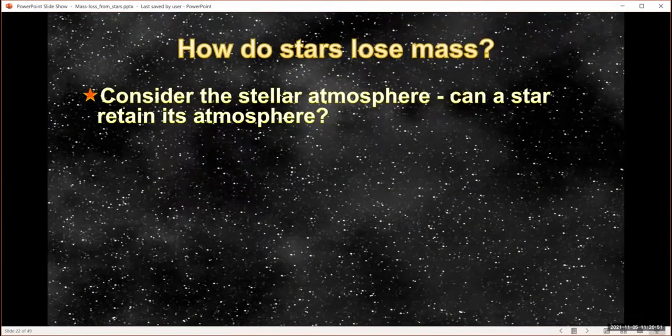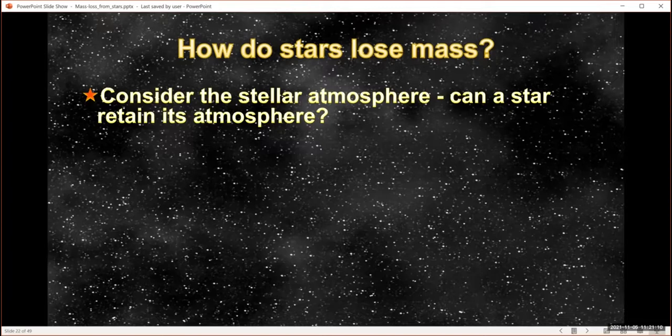Well, let's first think about what a star is. It's a big ball of gas, and it is densest in the innermost region. And as you move out from the core towards the surface, it gets lower density. And then at the surface, it doesn't just stop, it has an atmosphere. And so the gas just gets lower and lower density. A star has an atmosphere.